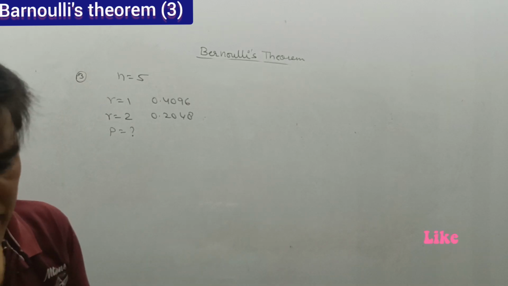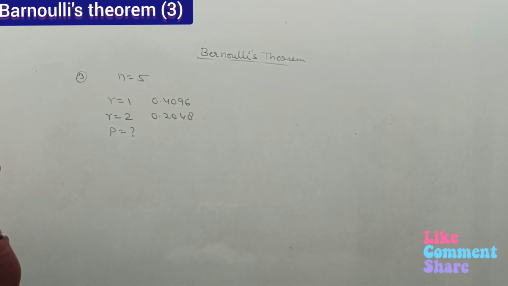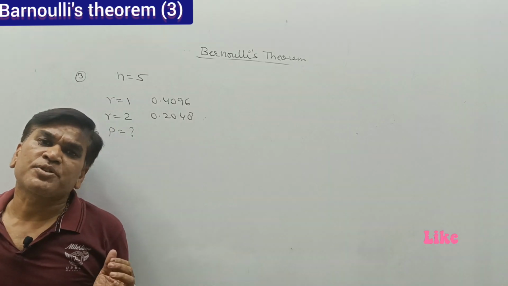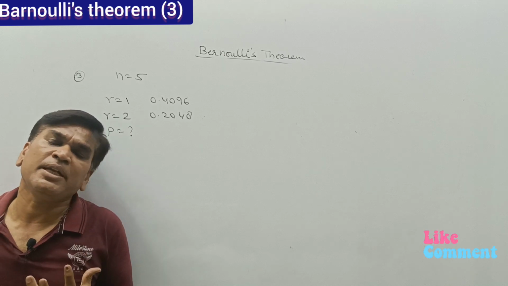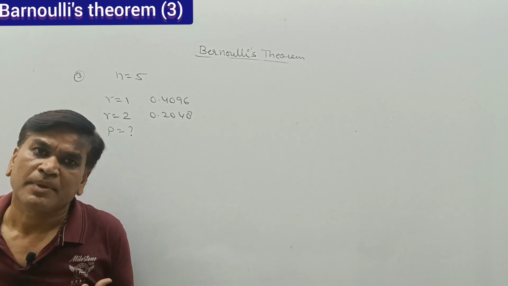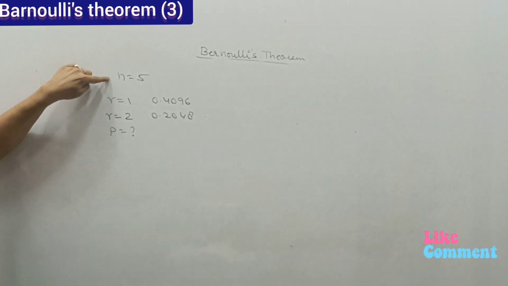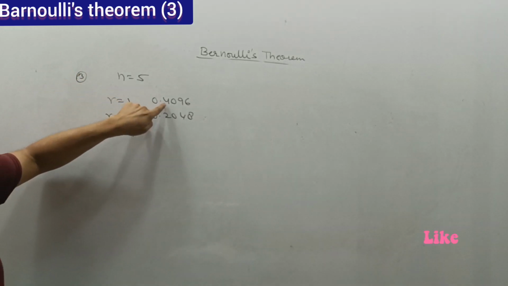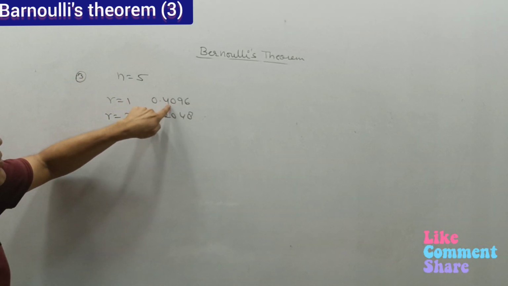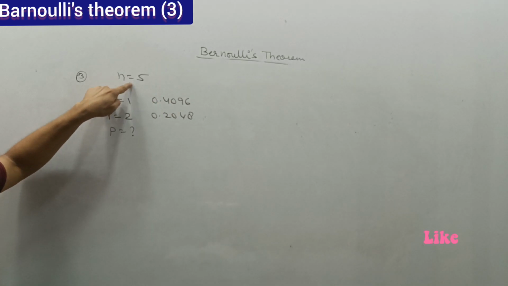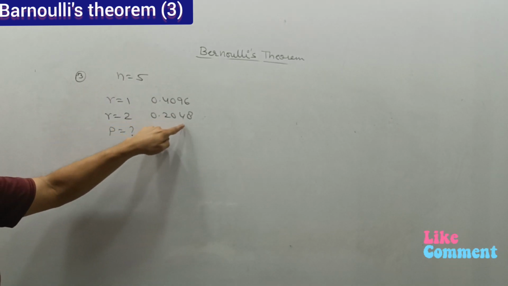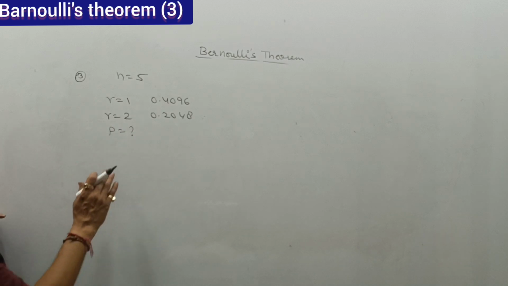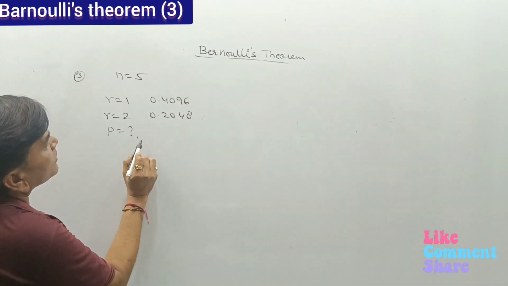Again I am repeating the question. Firstly, understand the question. In a binomial distribution based on Bernoulli theorem, there are 5 independent events. The probability of one event occurring is 0.4096 and the probability of two occurring is 0.2048. Then find the values of P and Q.